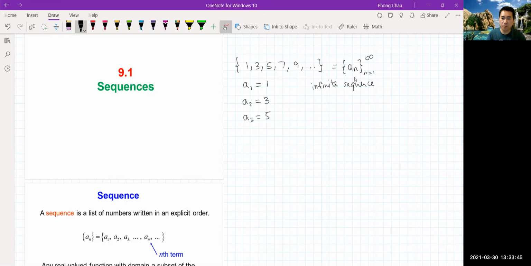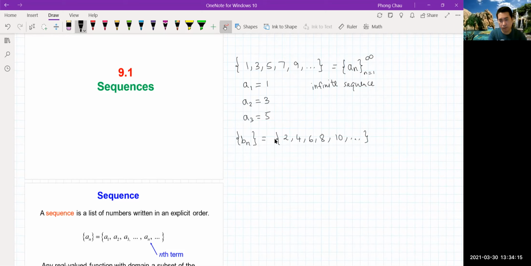Okay, now here's another example. Let's say I have a second sequence, and I call this b sub n. Again, formally it's going to be like this. All right, so the sequence is now 2, 4, 6, 8, 10. See, that's the even numbers. So that's another list.